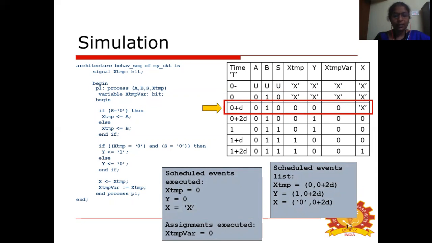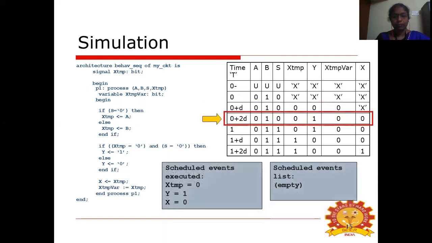Xtemp variable value is 0. The next scheduled event is 0 after 2 delta delay for xtemp, 1 after 2 delta delay for Y, and 0 after 2 delta delay for X. The scheduled events are xtemp equal to 0, Y is equal to 1, and X equal to 0. Now the scheduled event will be empty because all the values have been assigned, so it is empty.